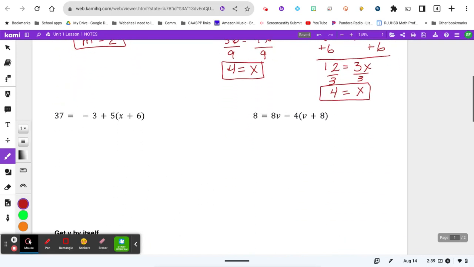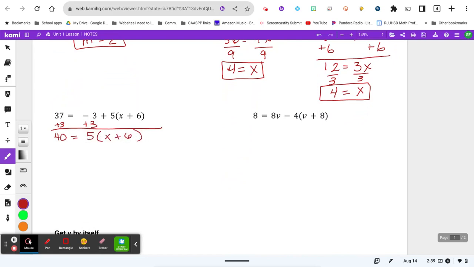All right. Let's go ahead and do the next one, and then I'm going to go on to the others. So this one, we're going to get rid of the adding and subtracting first. So I'm going to get rid of this negative 3. So I'm going to add it. And I get 40 equals 5, parentheses x plus 6.